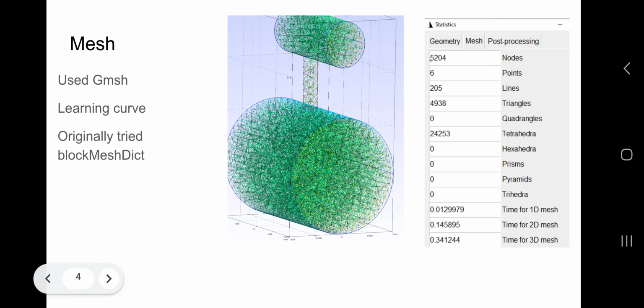I ended up using Gmsh to create my geometry and mesh. It took some getting used to, but I was finally able to import it into OpenFOAM. Initially, I wanted to do a 2D simulation to try to simplify the solution, but it wasn't working out, so it gave me something more realistic this way.